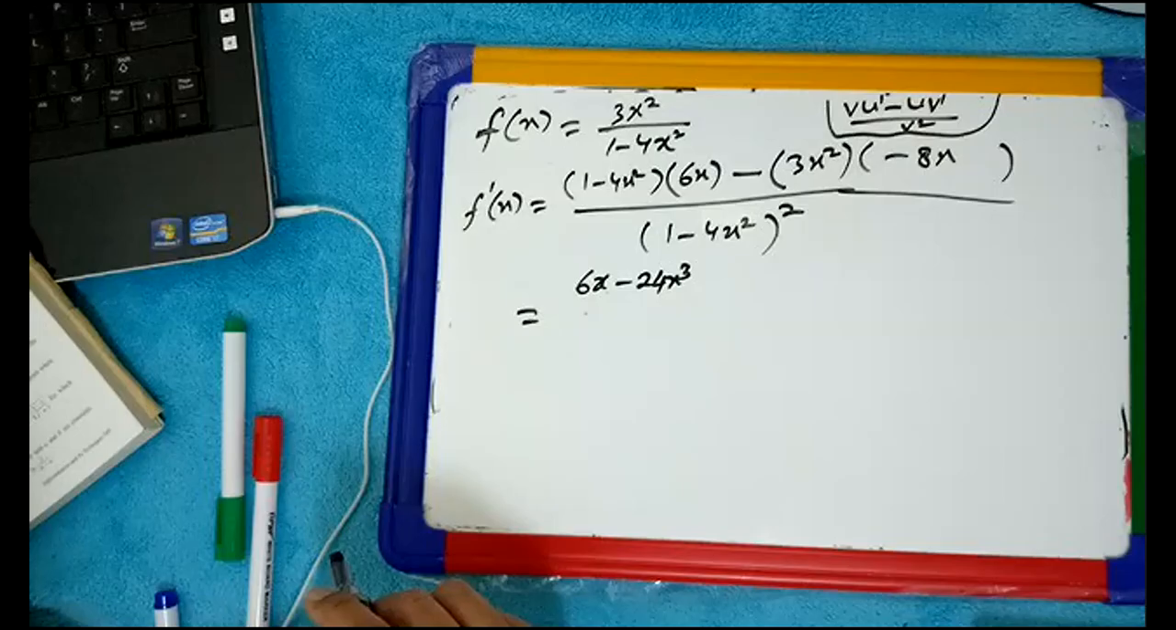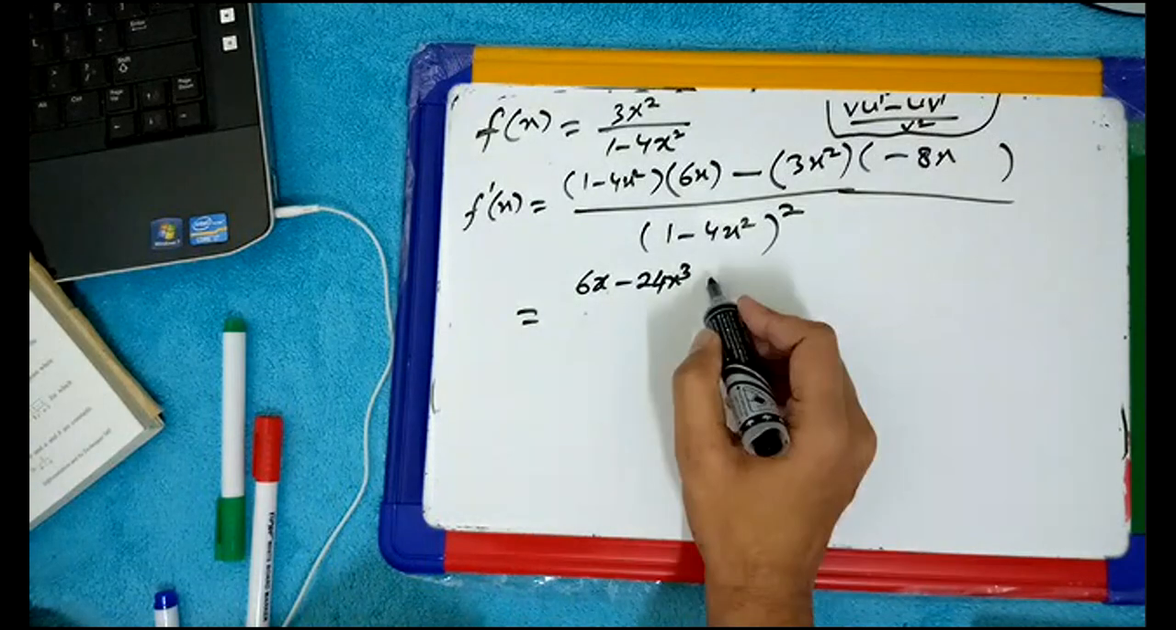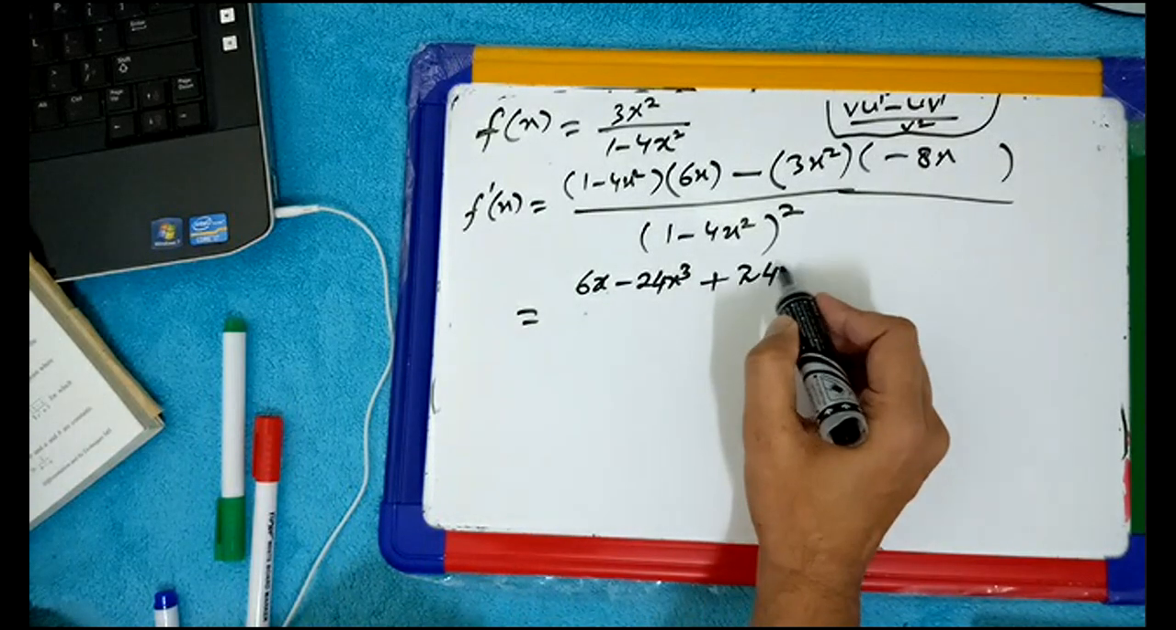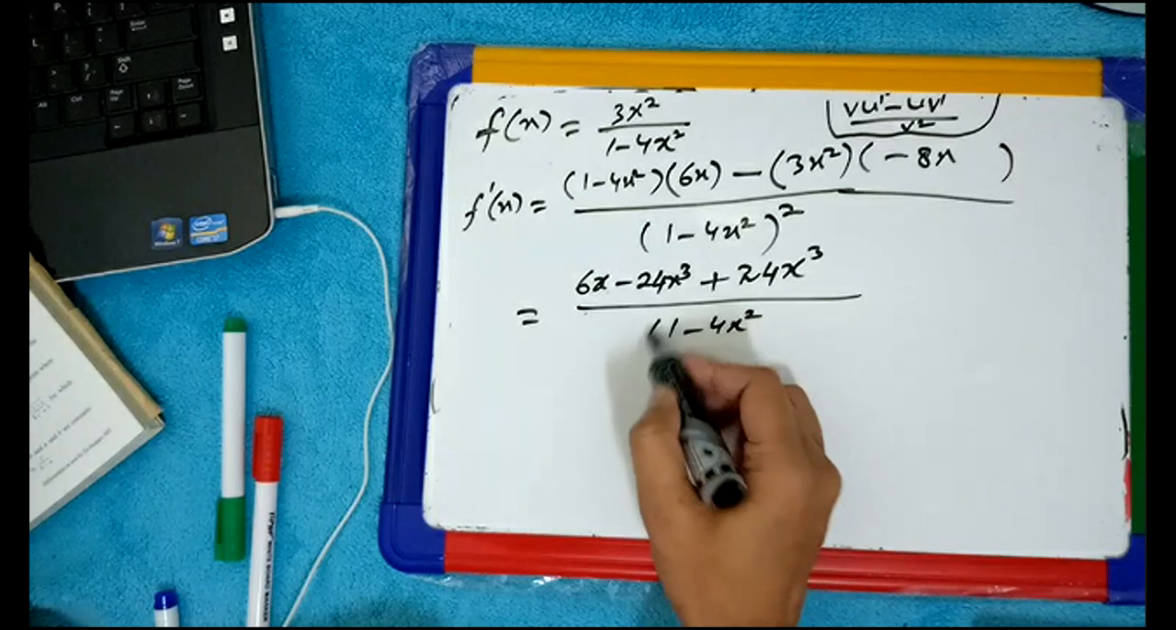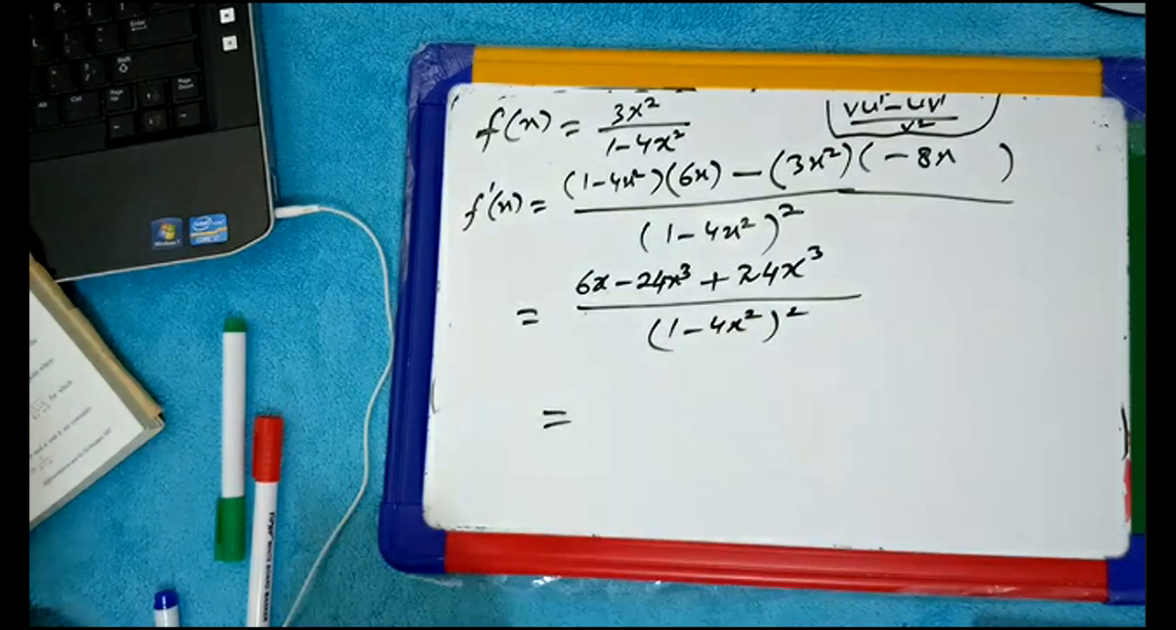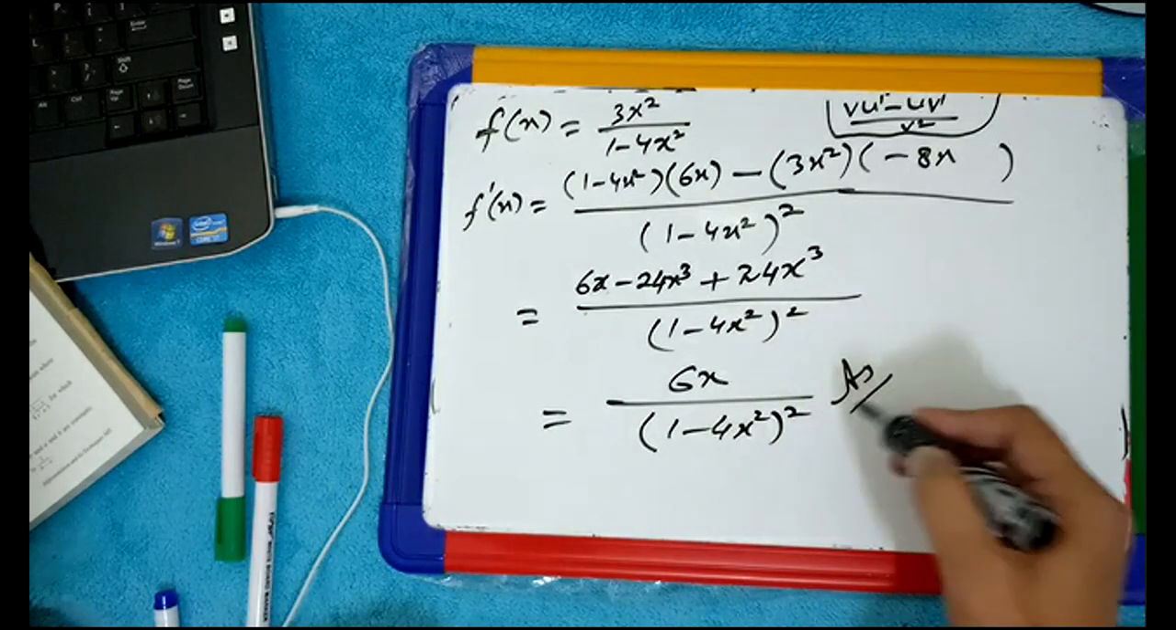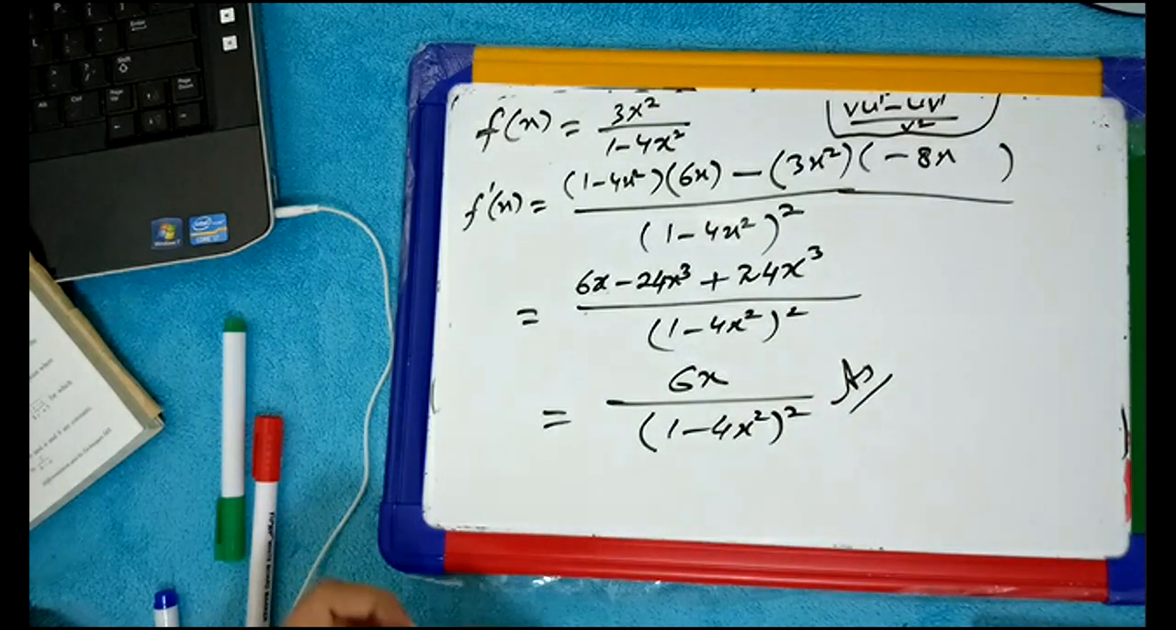Cubed. Okay. Next, minus 24x cubed. Plus or minus? Oh yes, plus 24x cubed. So they cancel out to minus 24x cubed. Excellent. So over 1 minus 4x squared, whole squared. This is your answer. Done. So this was the quotient rule. You understand now? Yes, I got it.